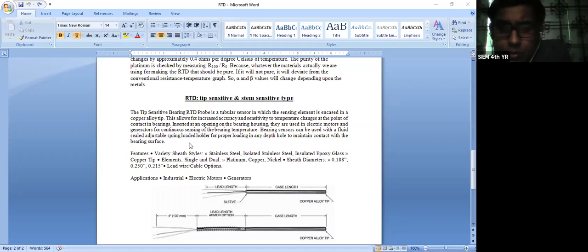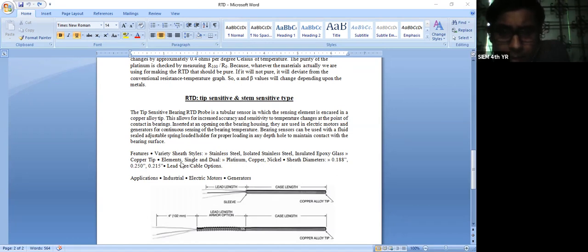Bearing sensors can be used with a fluid sealed adjustable spring loaded holder for proper loading at any depth. So it can be used in a hole of any depth to maintain contact with the bearing surface. Basically these are the features. Various sheath styles, stainless steel used to construct it, insulated stainless steel, insulated epoxy glass, copper tip elements, single or dual probe, maybe dual probe, two probes.